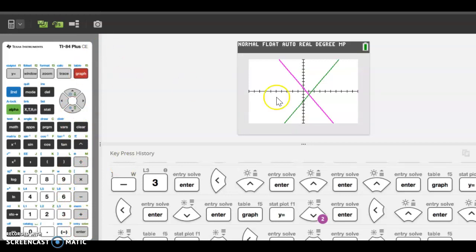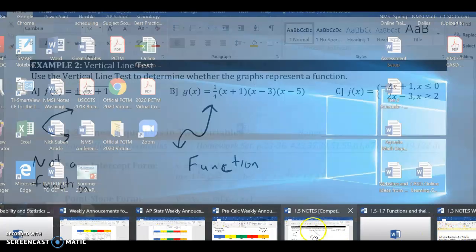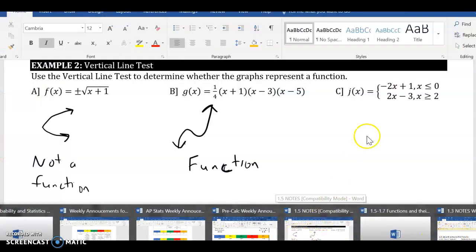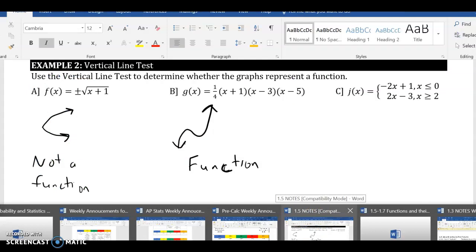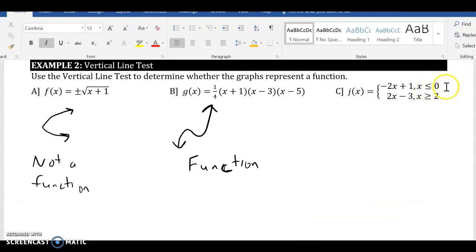So I got green and pink. Both of these do not happen exactly at the same time everywhere. So we have to imagine that certain pieces aren't being used. When I look at my first one, the negative 2x plus 1, the pink graph, what's the condition? The condition is x less than or equal to 0.